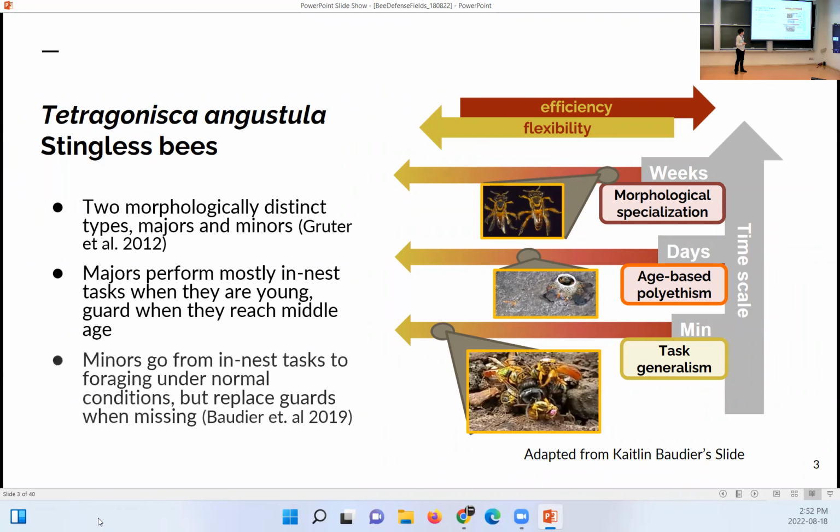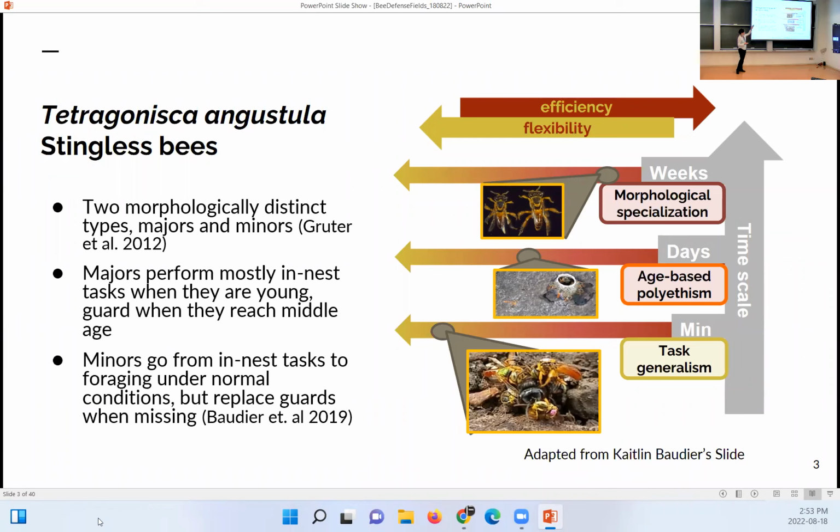And lastly, they have task generalism, which means that some bees are capable of changing their usual task to supply demands. So minors, which are the small bees, are not really good at defense. But if you remove the big guards from the nest, then the small bees will go out and replace those guards. So this is a crisis response from the smaller bees. They're not specialized to do that task, but they can respond in a crisis situation.